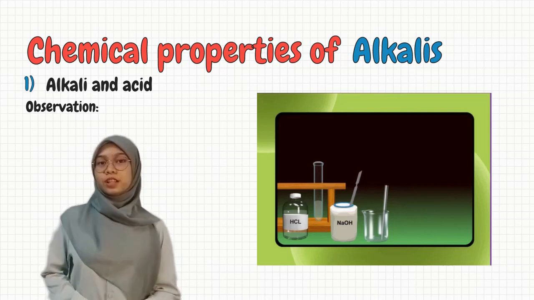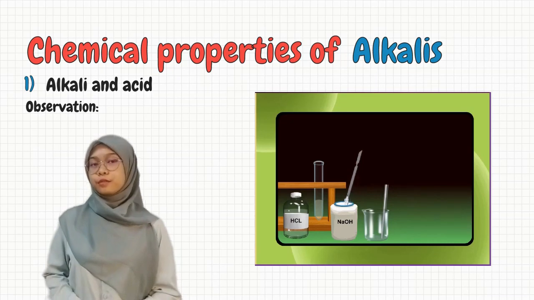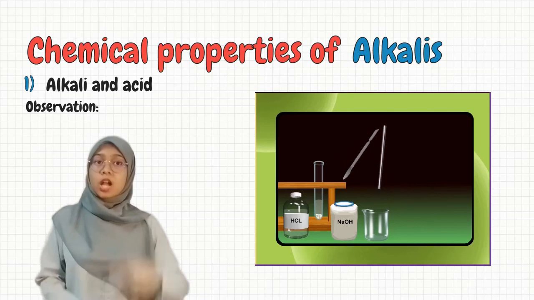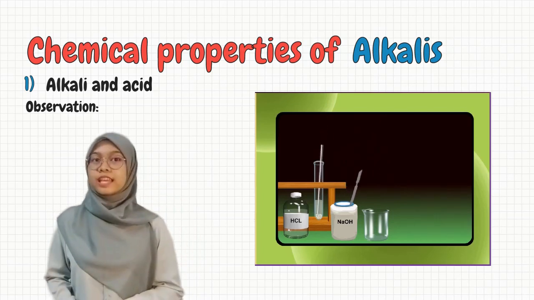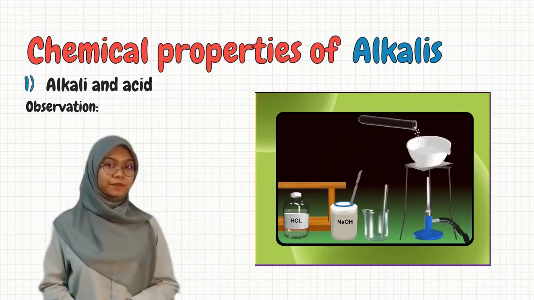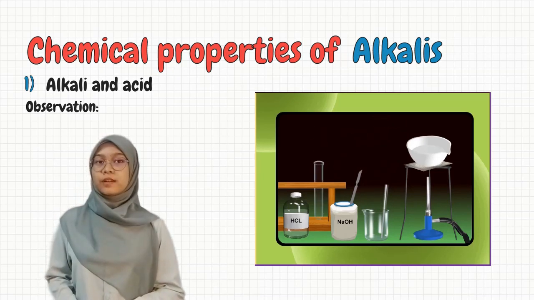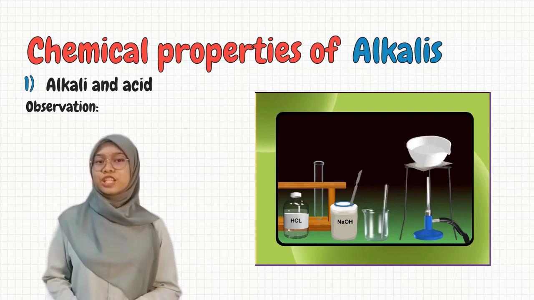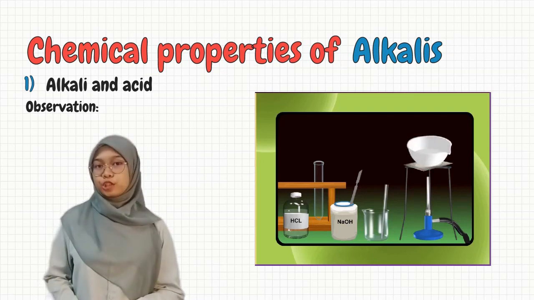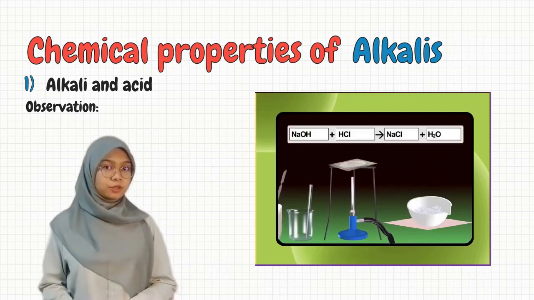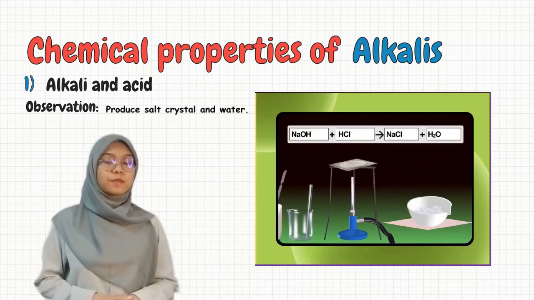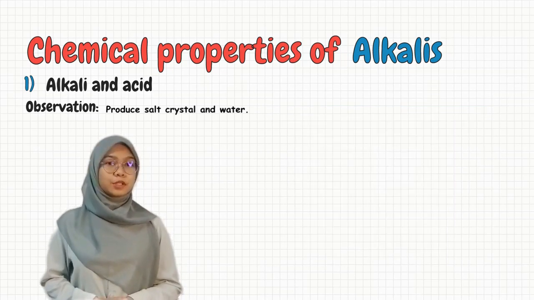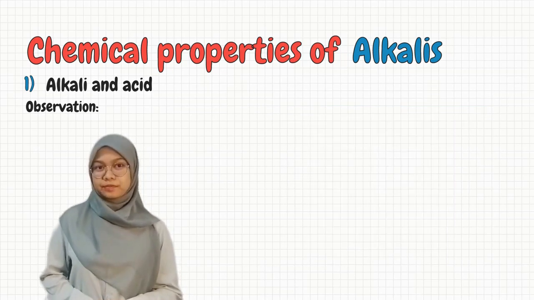The test tube is filled half full with the hydrochloric acid. Then add some sodium hydroxide into the test tube, stir until it dissolves, then transfer it into the evaporating dish. Heat the solution in the evaporating dish. Stop the heating when the solution is about 1/3 of the initial volume. Cool the solution. When the solution is cool, a crystal salt is produced. This shows that when the alkali reacts with the acid, it will produce the salt and water.